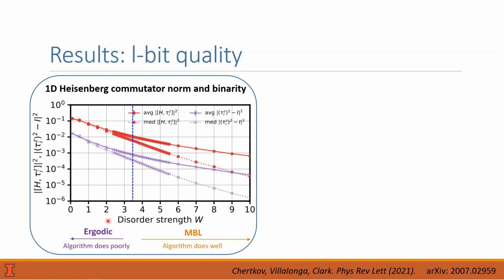So what you expect is that left of that, the system should be ergodic and there shouldn't be any local conserved quantities. There shouldn't be any L bits, so the algorithm shouldn't be able to find anything. But in the high disorder strength limit, the system should be many-body localized, and the algorithm should be able to find L bits reasonably accurately. And that's basically what you see: these numbers are much lower on the right side, and they get worse by orders of magnitude as you go left. The median is normally a lot lower than the average, because the average is dominated by outliers, because you're doing random sampling.